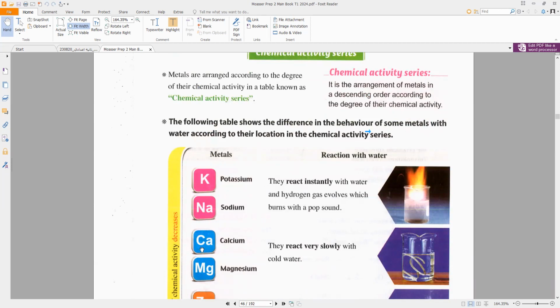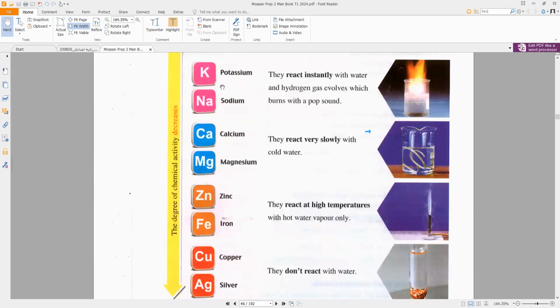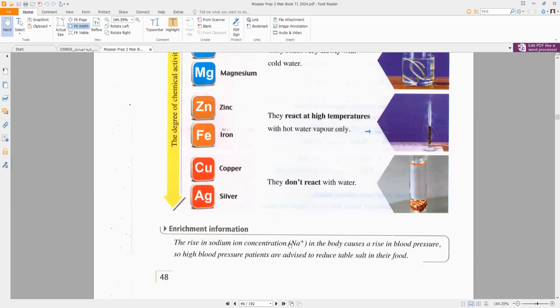It's the arrangement of metals descending from the strongest metal to the slowest metal in activity. Potassium and sodium react strongly, instantly with water vapor, with a sound due to hydrogen gas evolving. Calcium and magnesium react slowly, taking a long time to react with cold water. Zinc and iron react at high temperature with hot water vapor only. Copper and silver don't react with water.